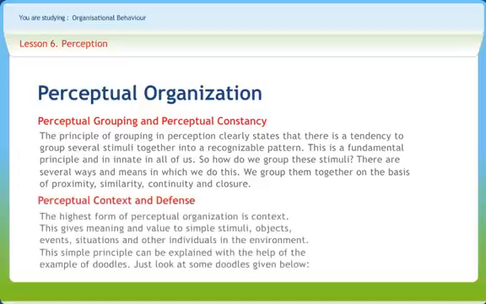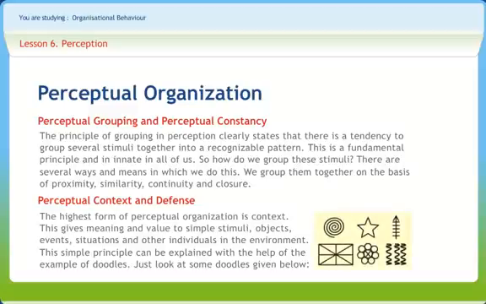The highest form of perceptual organization is context. This gives meaning and value to simple stimuli, objects, events, situations, and other individuals in the environment. This simple process can be explained with the help of the examples of doodles. Just look at some of the doodles given here. Can you make any sense of these doodles? Your response would be obviously no.